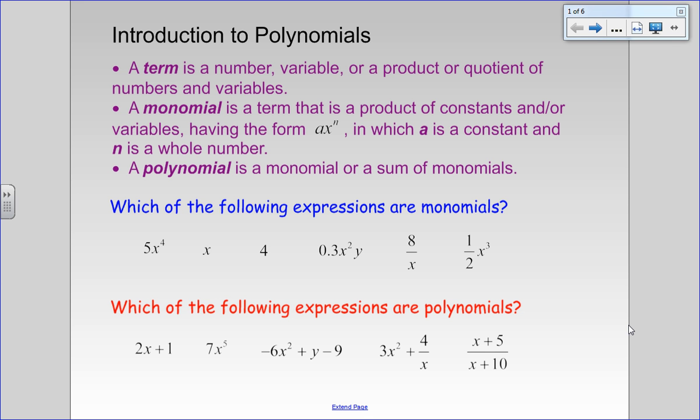Let's look at some expressions shown and determine whether or not they are monomials or polynomials. First, look at these 6 expressions in the middle of the slide. The expression 5x to the 4th clearly fits the pattern of ax to the power of n, so it's a monomial. What about simply the variable x? Well, this expression is a monomial as well, because we can think of it as 1x to the first power. So it matches our pattern of ax to the power of n. Even a constant like 4 is a monomial because it can be written as 4x to the power of 0.